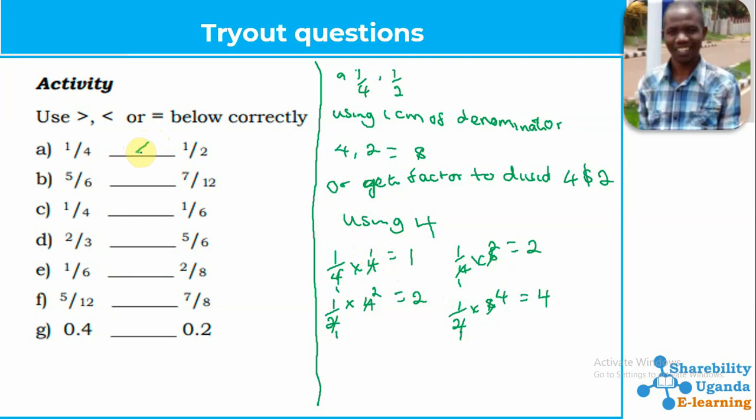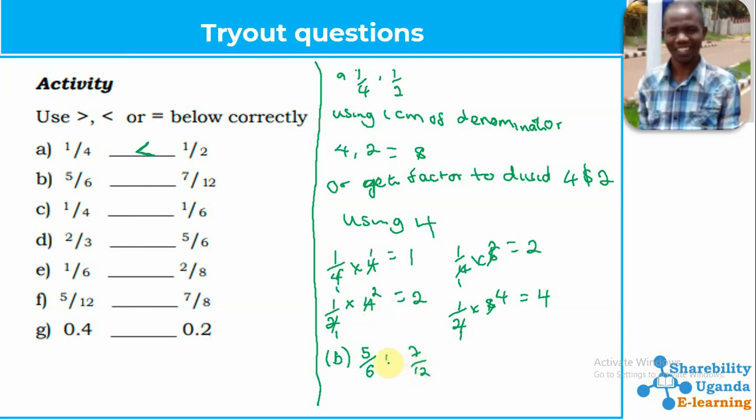Okay, 1 out of 4 is less than 1 out of 2. Okay, so we also come to another one which is our part B. Part B, we have 5 out of 6. Then we also have, what? 7 out of 12.